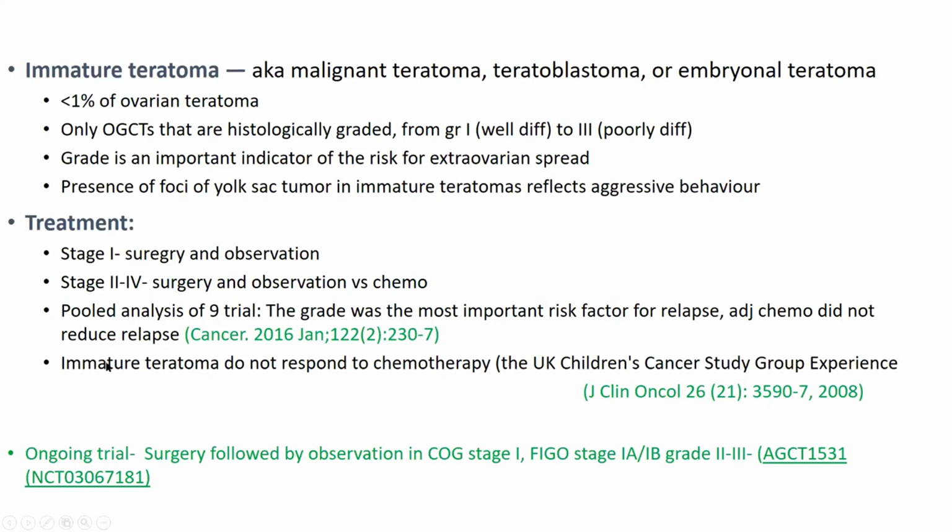So there are some studies which have shown that if we give chemotherapy in immature teratoma, it is not going to improve survival, or it is not going to decrease the relapse rate. This was a pooled analysis of 9 trials, which suggests that although recurrence rate was higher in grade 3 immature teratoma, if chemotherapy was given to them, it did not reduce the risk of relapse. And another Children's Oncology Group study says immature teratoma do not respond to chemotherapy. So till now we do not know whether to keep these patients on follow-up or whether to give chemotherapy to these patients.